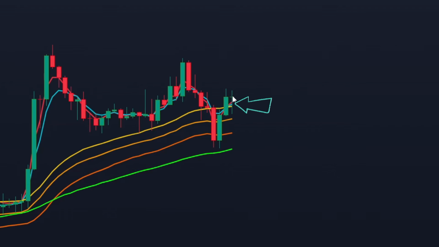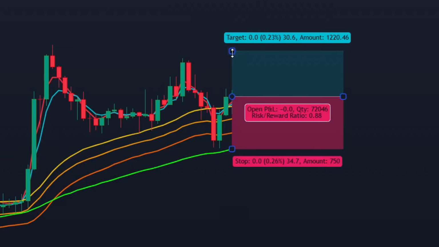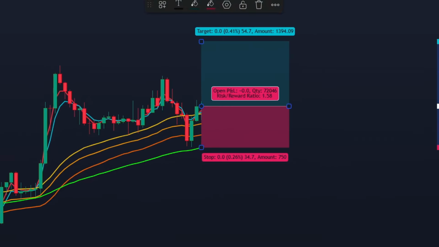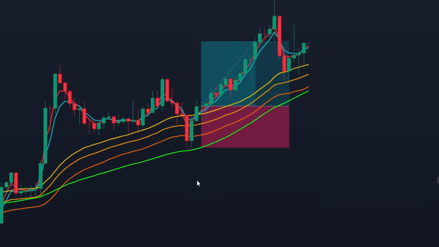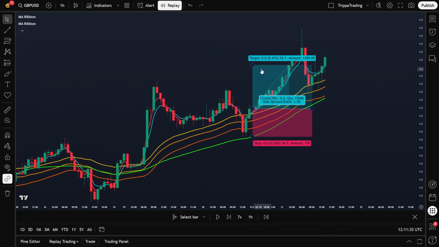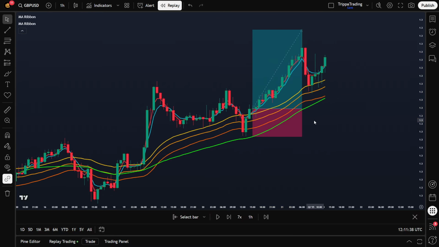A key tip here: only take the first pullback after the trend change. Once the price has crossed above the green line and given you one valid pullback entry, don't take the next ones. They usually have lower accuracy because the trend might be getting weaker. Wait for the next full trend shift before looking for another setup. And you can see how strongly the price moved up after that.